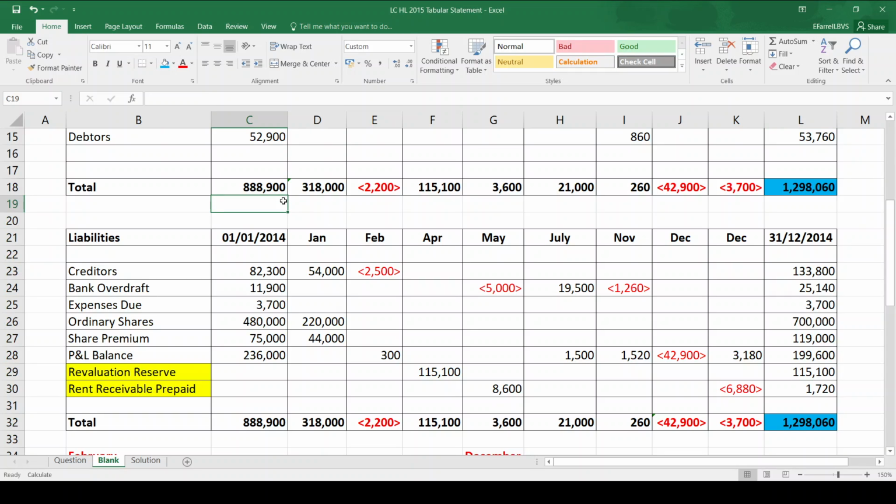And once it's balanced, you'll be hoping that it is correct. So that is the 2015 tabular statement. It's the 60 mark question.